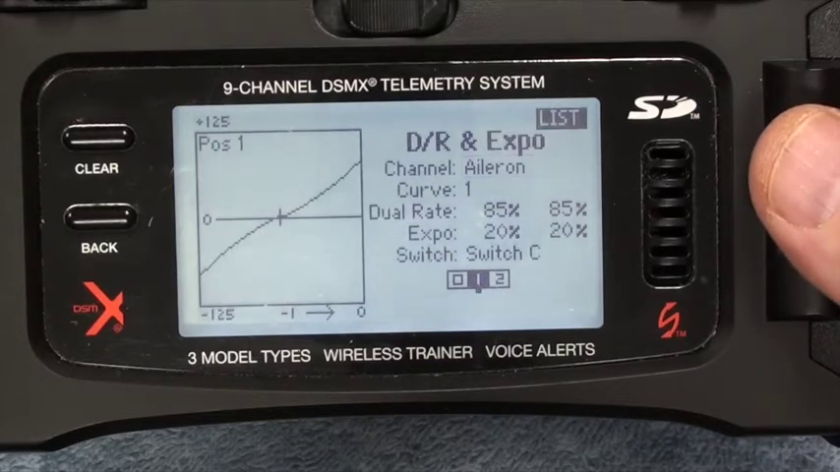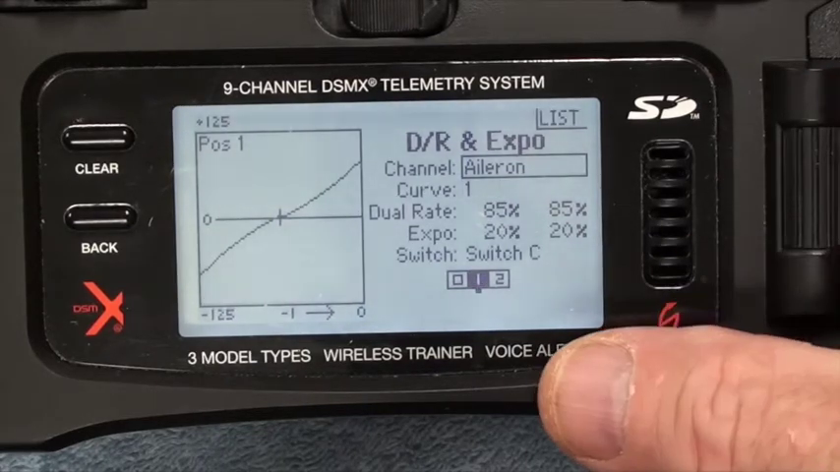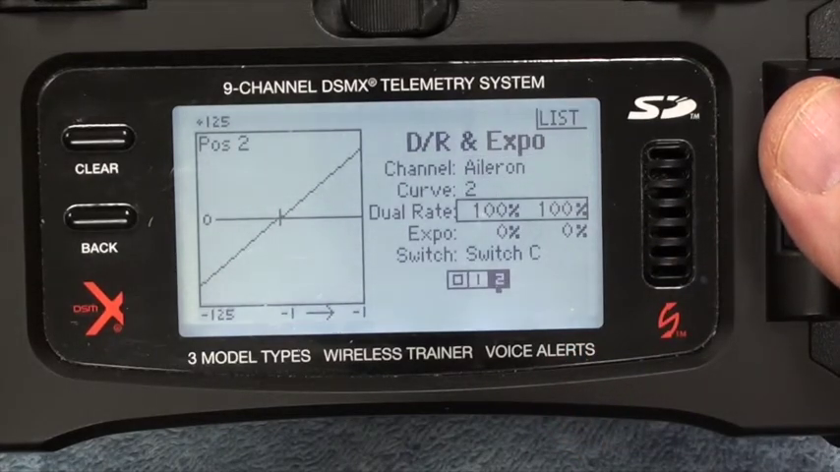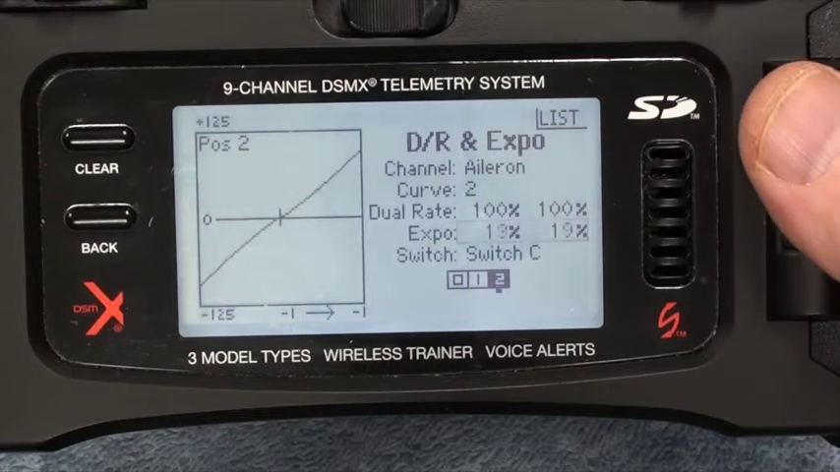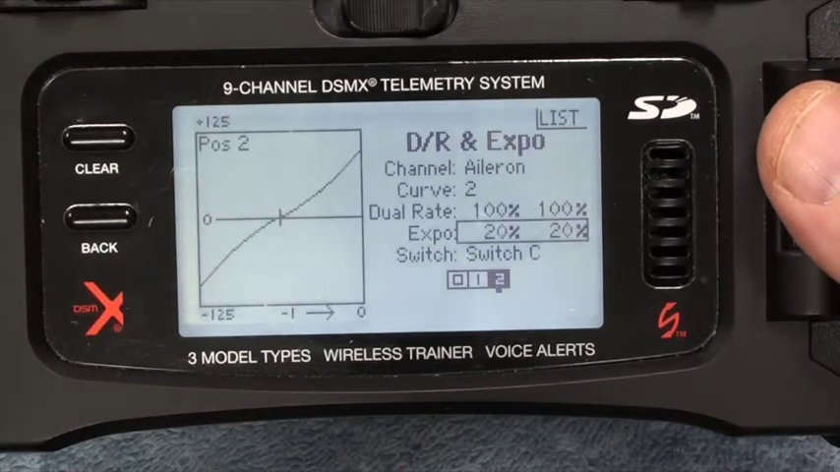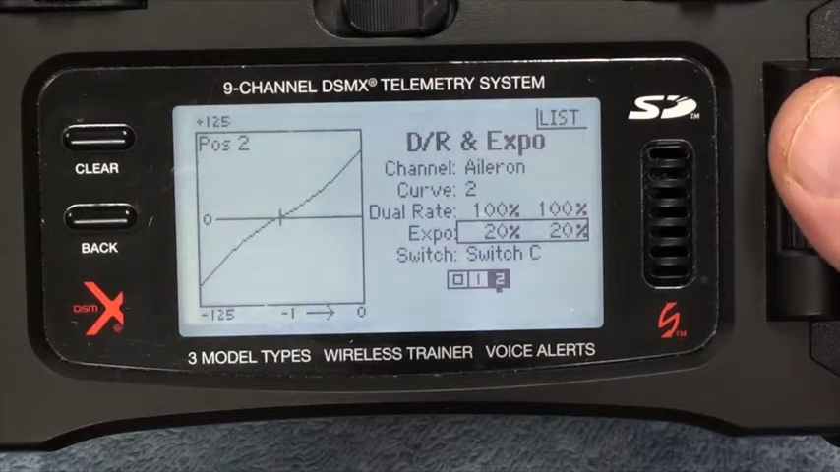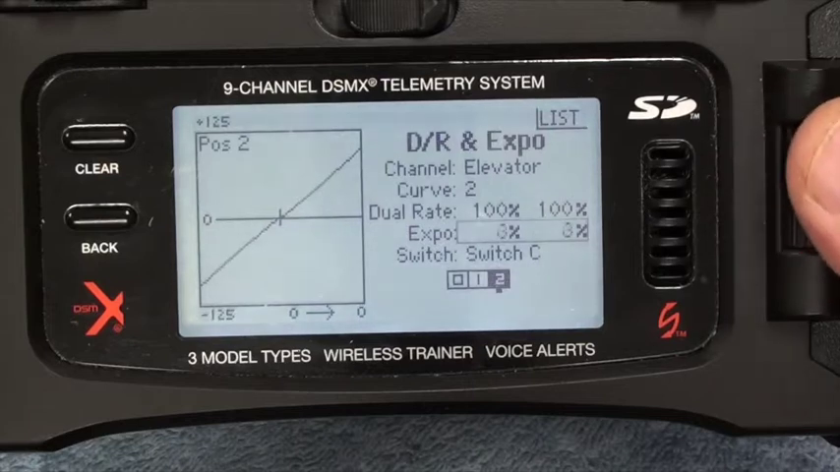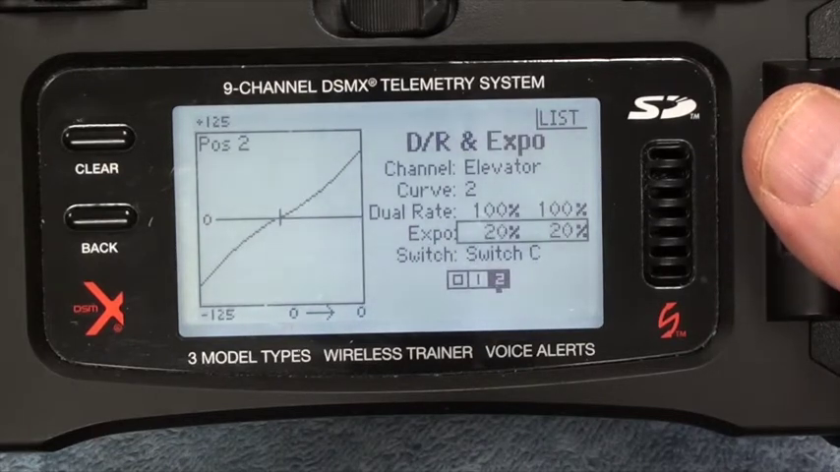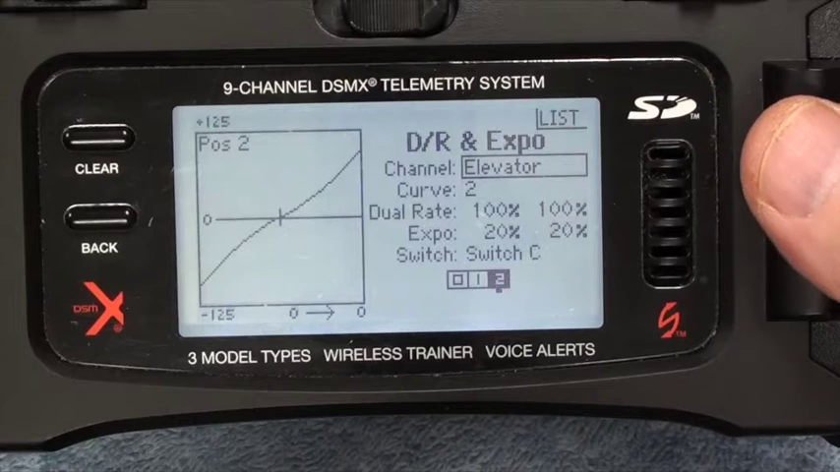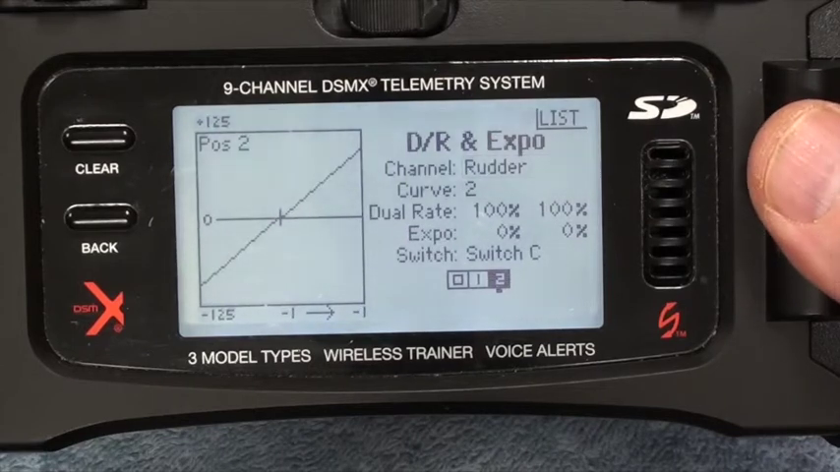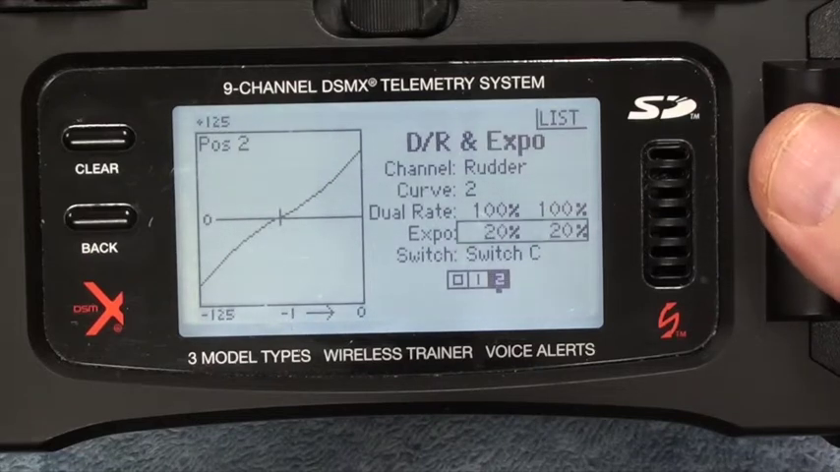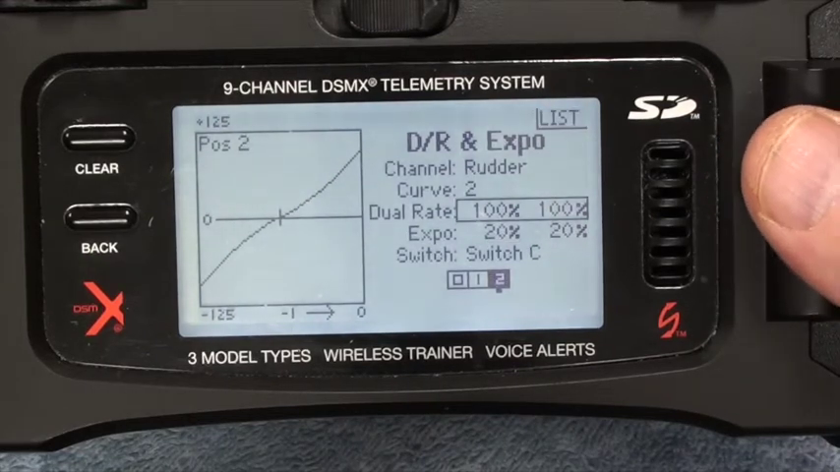Okay, and so now I'm going to switch to position 2, and so that is going to be 100%, but I'm still going to have 20% expo. And that's good. Elevator 100%, 20% expo, and the rudder is 100% with 20% expo. And so we're good to go.